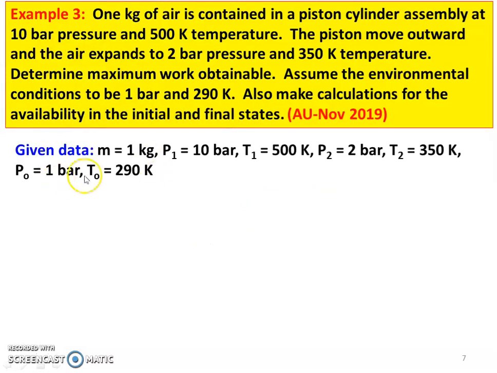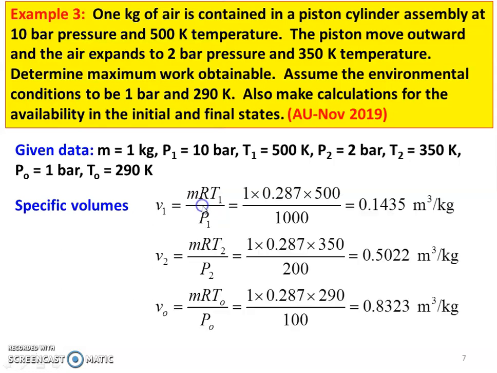First, we have to write down the given data. Mass equals 1 kilogram, P1 equals 10 bar, T1 equals 500 Kelvin, P2 equals 2 bar, T2 equals 350 Kelvin, PO equals 1 bar, TO equals 290 Kelvin. First, the specific volumes V1, V2 and VO. Specific volume at the initial condition is R T1 by P1. Substituting, 0.287 into 500 divided by 1000, since 10 bar equals 1000 kilopascal, gives 0.1435 meter cube per kilogram.